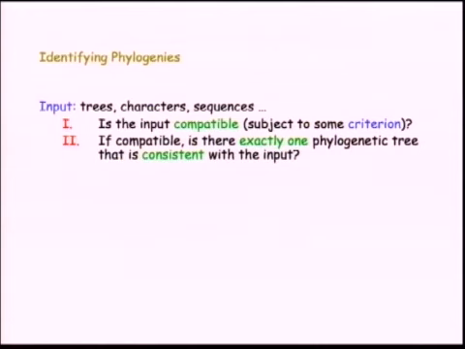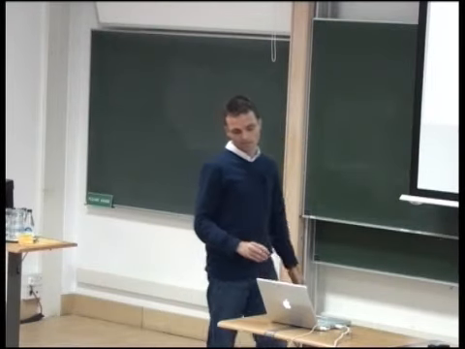What you do, you've got some input, whether it's trees, characters, or sequences, and the first thing you may decide is, is the input compatible? Compatible subject to some criterion, whatever that may be. We'll see some examples shortly. And you say, yes, it is. And the next question you may ask is, is there exactly one object that satisfies this criterion? If there's exactly one, that's quite a very strong condition.